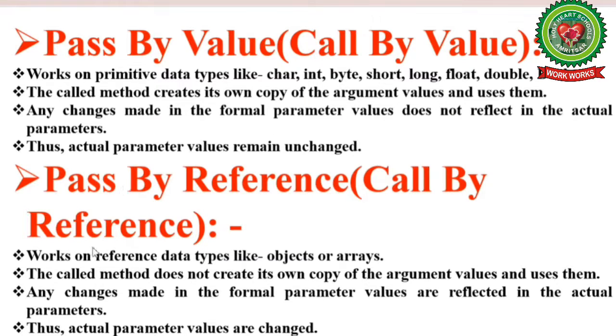Whereas in pass by reference, it works on reference data types like objects or arrays. The called method does not create its own copy of the argument values. Any changes made in the formal parameters are reflected in the actual parameters. Thus, the actual parameter values are also changed. Now, we are going to discuss it with the help of a BlueJ program.